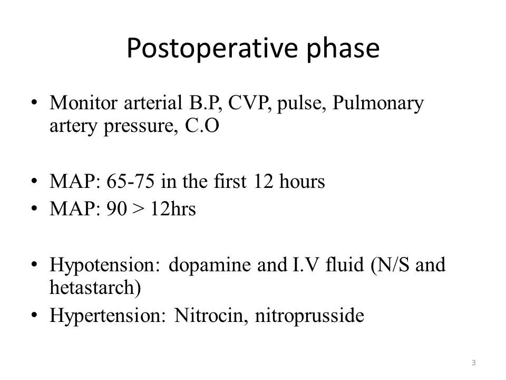Monitor arterial blood pressure, central venous pressure, pulse, pulmonary artery pressure, and cardiac output. The MAP in the first 12 hours should range from 65 to 75 mmHg. The MAP in the next 12 hours after the operation up to 90 mmHg is acceptable. For the patient with hypotension, we can give dopamine, IV infusion, normal saline, and hetastarch.